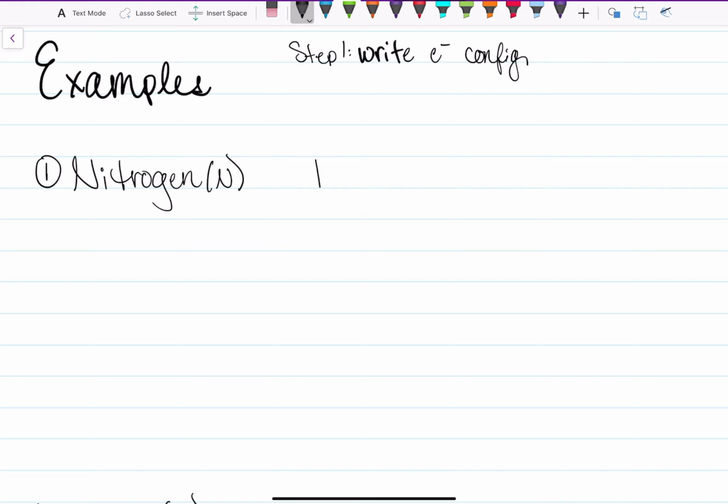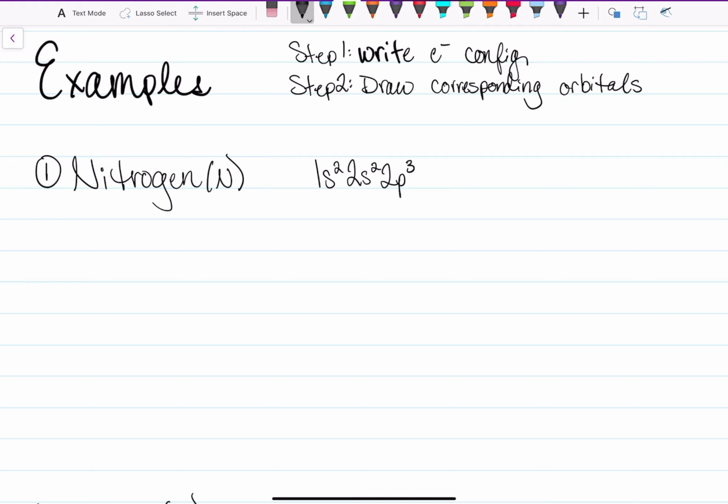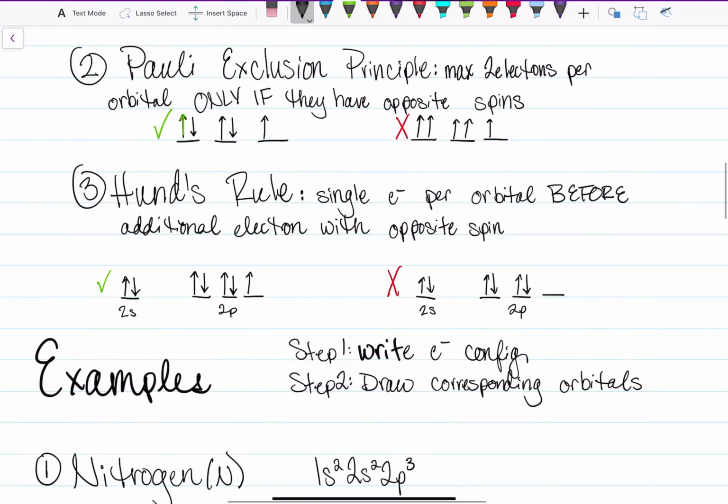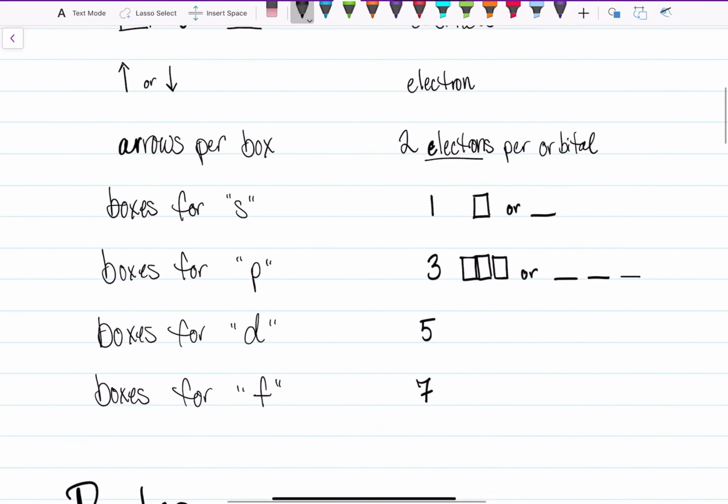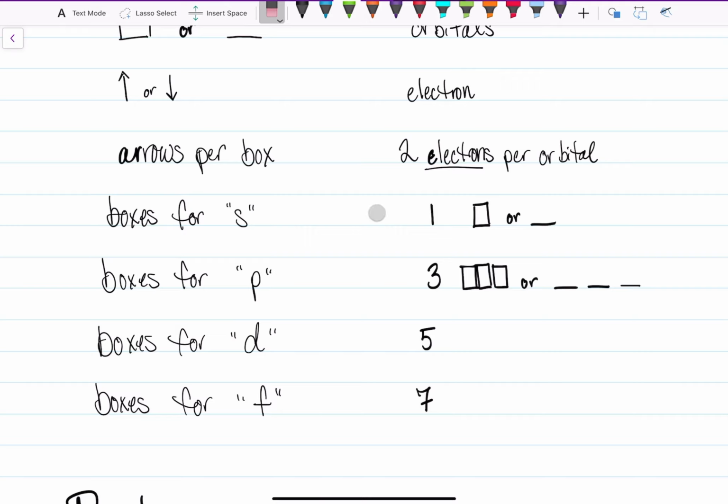All right, for nitrogen, you should have 1s2, 2s2, 2p3. That's step 1. Step 2, we are going to draw corresponding orbitals. So we're going to use some of the symbols that we talked about and the rules. So every s orbital only has 1 box. P orbitals have 3, D has 5, F has 7.